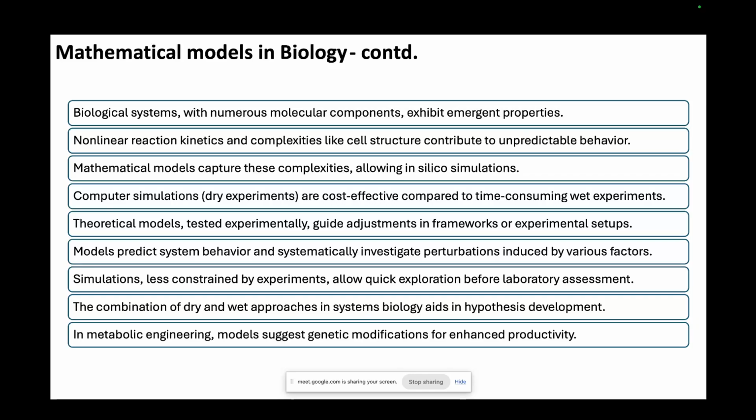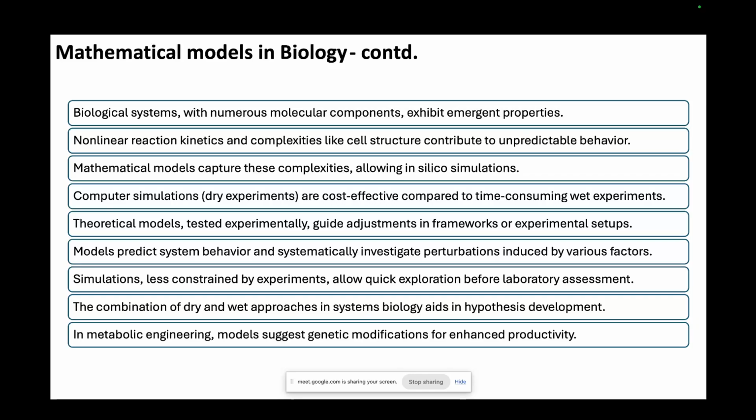So the dry lab experiments and the wet lab experiments, the mathematical model simulations and the wet lab experiments, they go hand in hand in laboratories, where you can narrow down your possible number and type of experiments with the help of mathematical models. This is highly cost effective, and it's a very good way of understanding how the system is looking. So the combination of dry and wet lab approaches in systems biology aids in hypothesis development. And in metabolic engineering as well, these kinds of mathematical models are used.